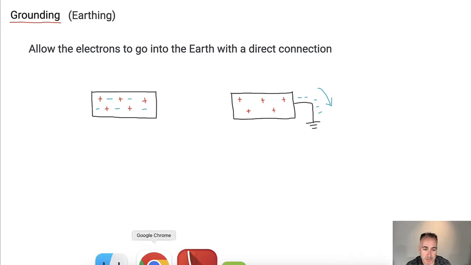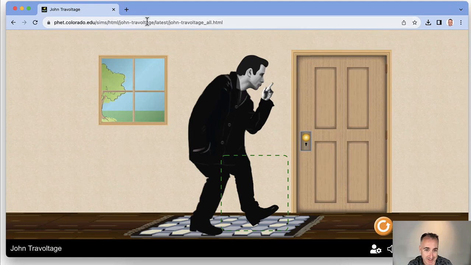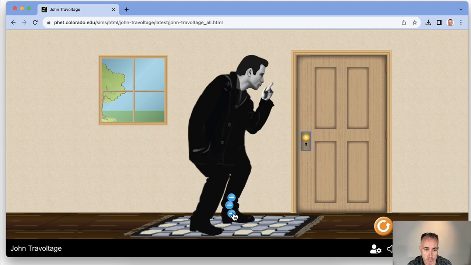So a fun way to understand grounding, this is an awesome PhET animation. Watch this. It's called John Travoltage. It's hilarious. So what happens is this, at least if you live in a climate where it's really dry, like a long time ago, I lived in Colorado, for example, in the US. And there, this happened all the time. It was so dry there. As you're rubbing your foot against the carpet, for example, you end up gaining a lot of electrons due to friction. Then, of course, you've got a lot of extra electrons.